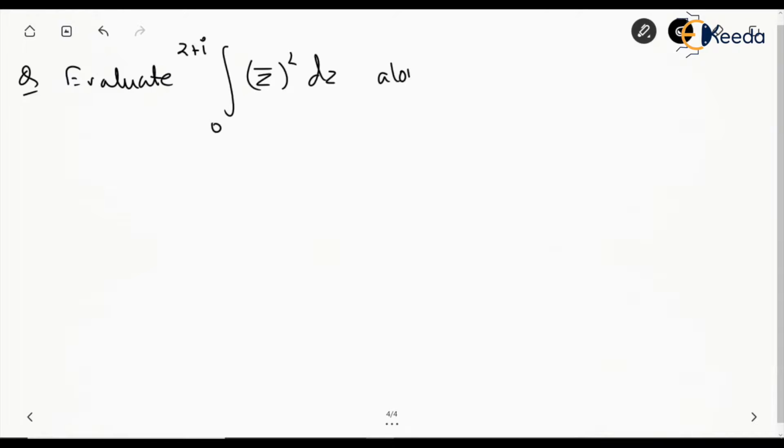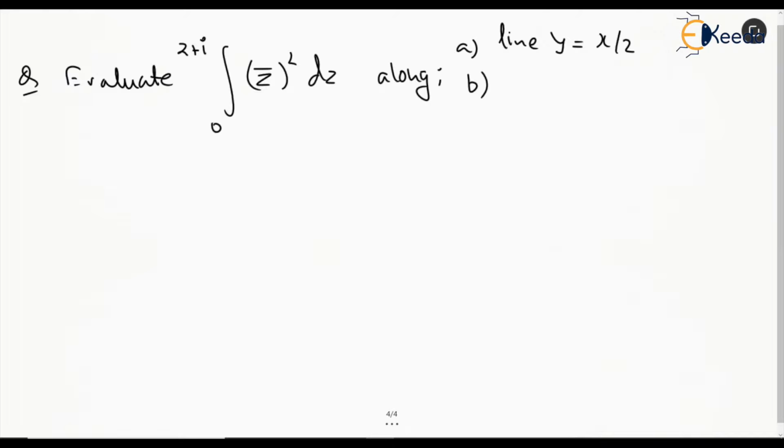Along, the first one is, I'll write it here, the line y is equal to x by 2 and real axis up to 2, then vertically to 2 plus i.